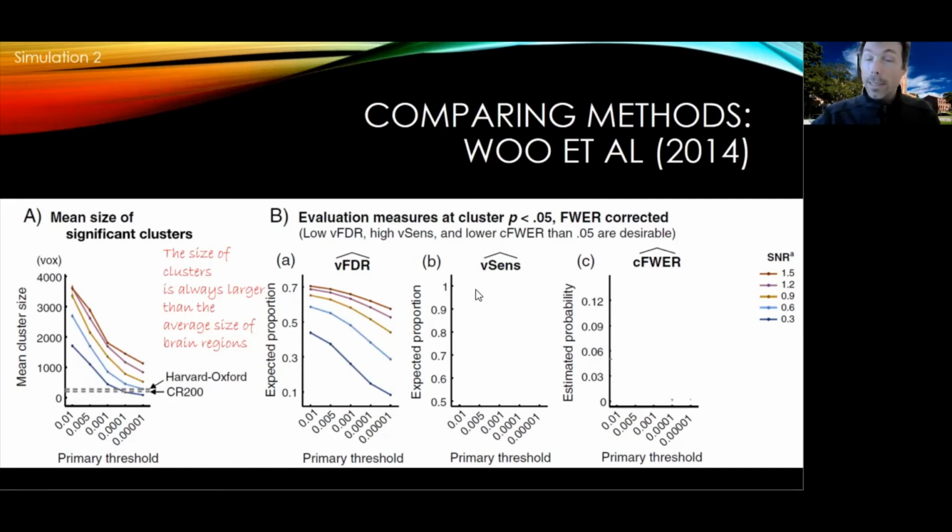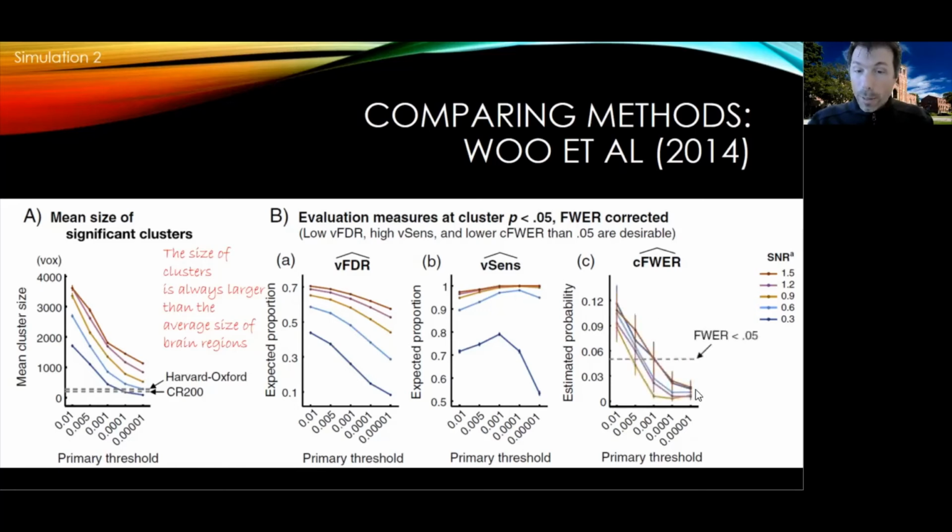Next, how is our sensitivity, which we would like to be as high as possible? Well, that turns out generally to be pretty high, with the exception of the very low SNR signal. So that is pretty desirable overall. Again, this is at the voxel level. And then what is the cluster level family-wise error rate, which should be 0.05, excuse me. We would want it to be always lower than 0.05, or rather at 0.05.